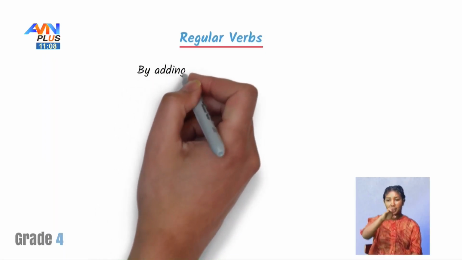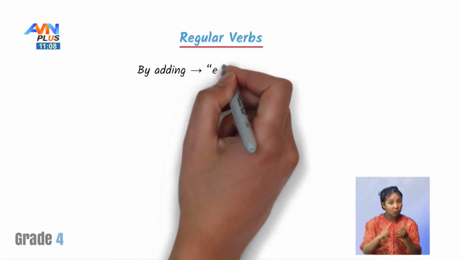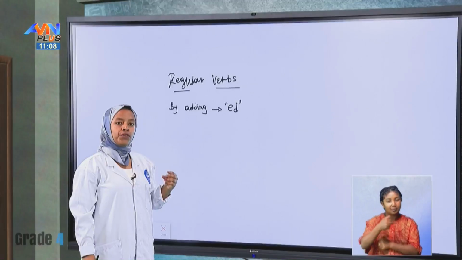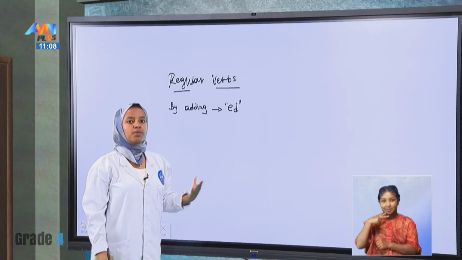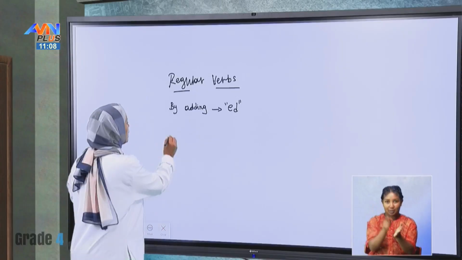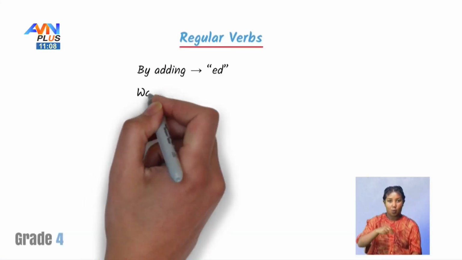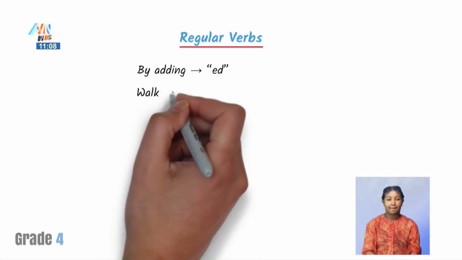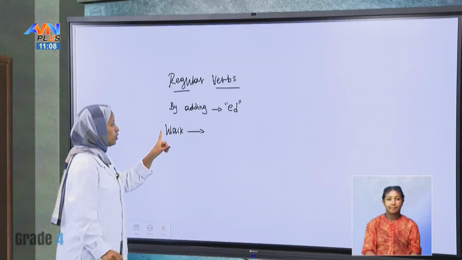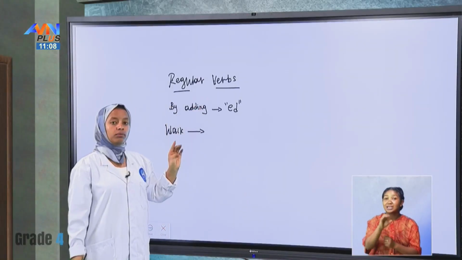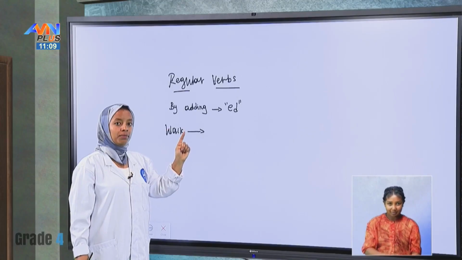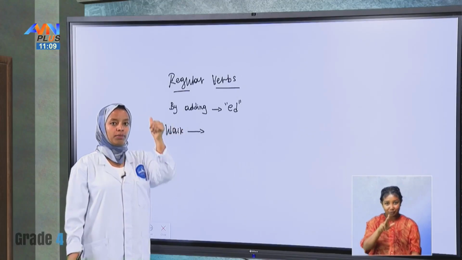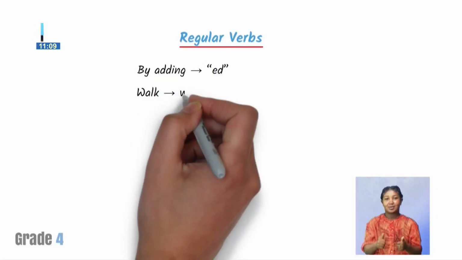ed at the end of the main verb. At the end of the word, the main verb. Let me give you more examples. Walk. So let's change this word by adding ed. 1, 2, 3. Bravo, students. Walked.